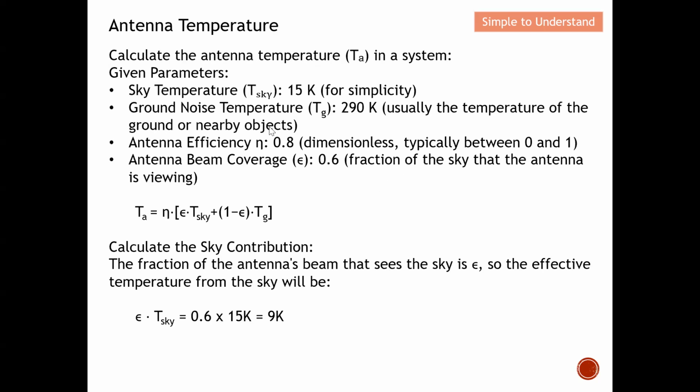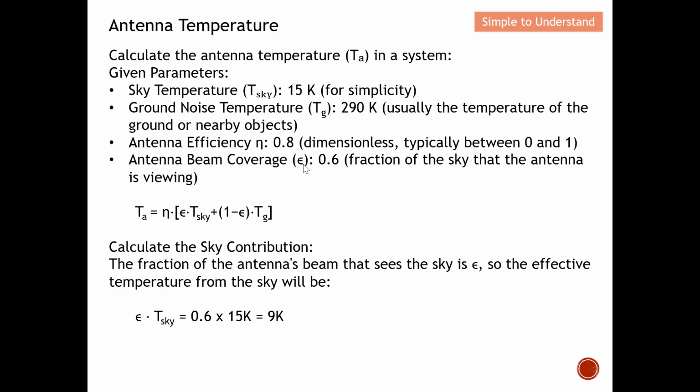Next, another example. Now we are tasked to calculate the antenna temperature in a system. We are given parameters here. The sky temperature is about 15 Kelvin, to make it easy. The ground noise temperature, which means the temperature of the ground, let's say it's 290. This can be referenced when we measure the temperature of the ground or any nearby object. The antenna efficiency is 0.8.